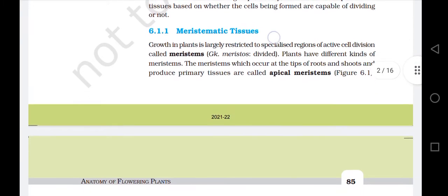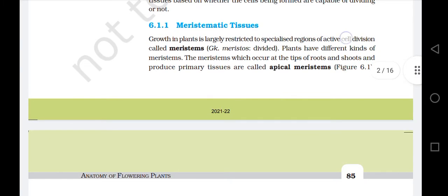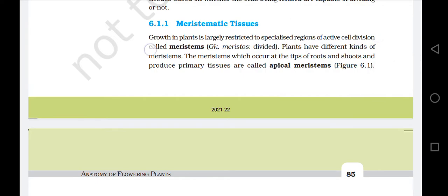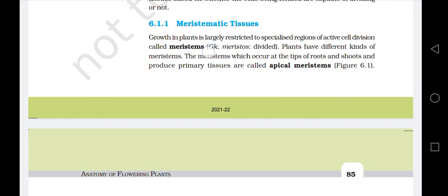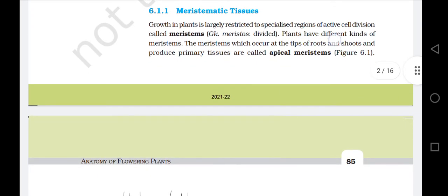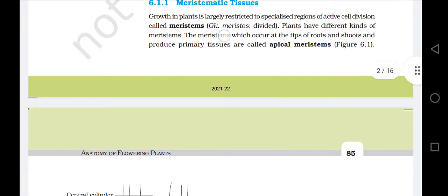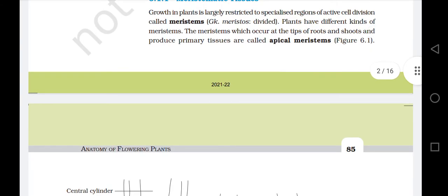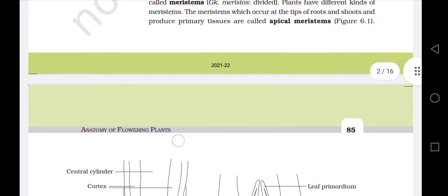6.1.1 Meristematic tissues. Growth in plants is largely restricted to specialized regions of active cell division called meristems. Greek meristos, divided. Plants have different kinds of meristems. The meristems which occur at the tip of roots and shoots and produce primary tissues are called apical meristems. Figure 6.1.